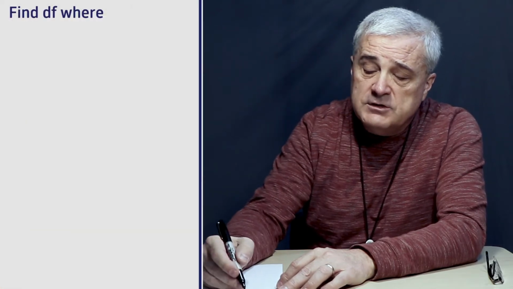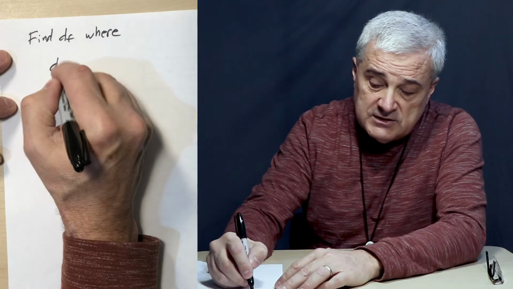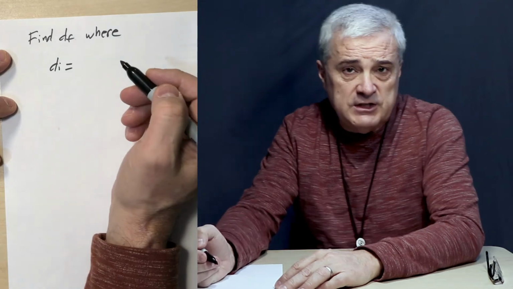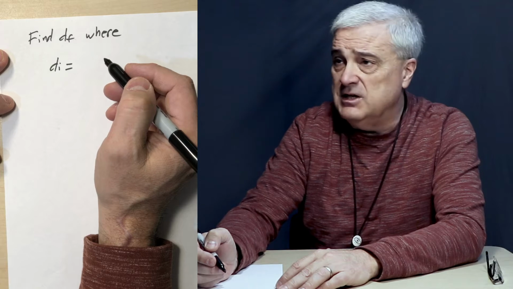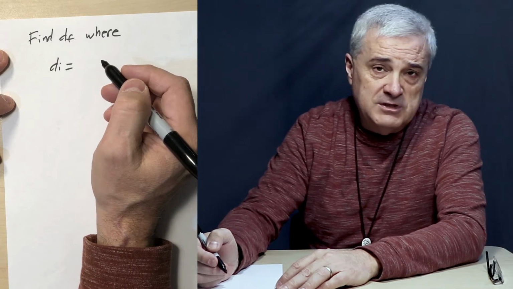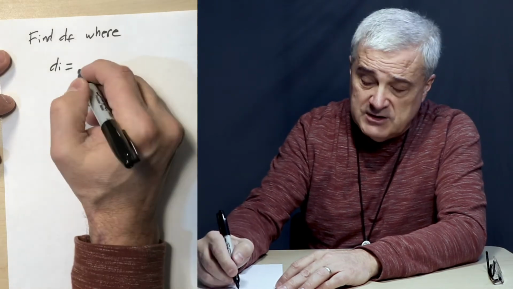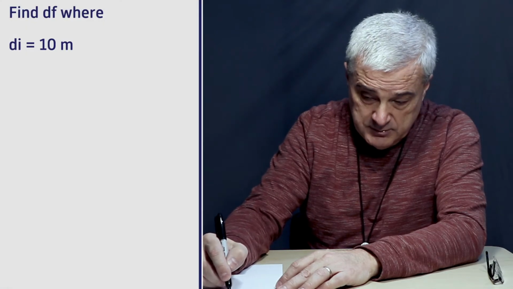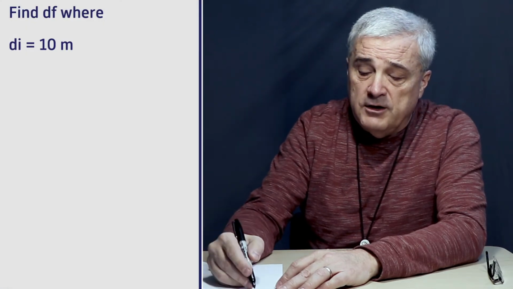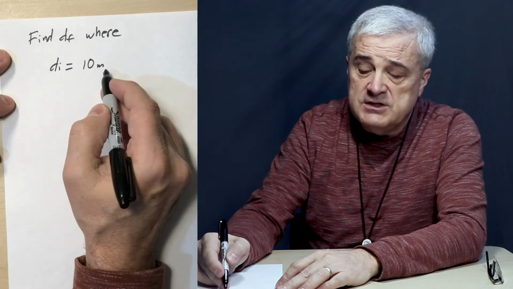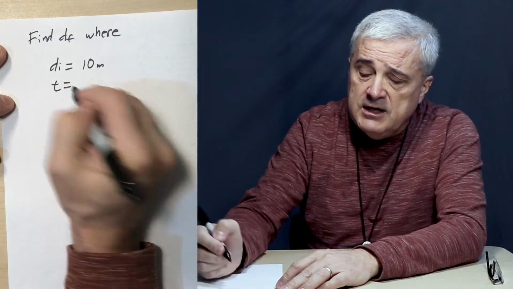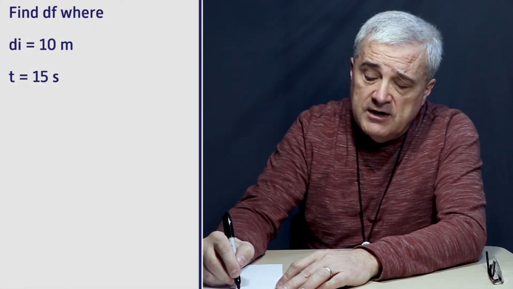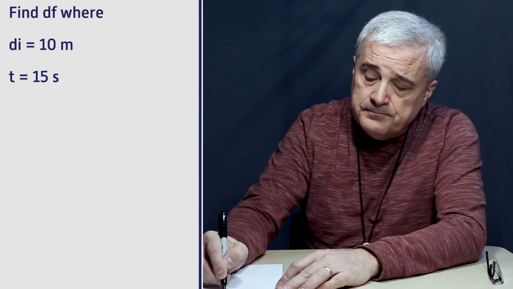So where, and we'll say that this object we're looking for started some initial distance, d sub i, from some reference point, maybe the satellite's position from the space station, or maybe it's the ball's position in relationship to the flagpole. Where d sub i equals 10 meters, and the ball rolled down the hill for some period of time. So t equals 15 seconds.